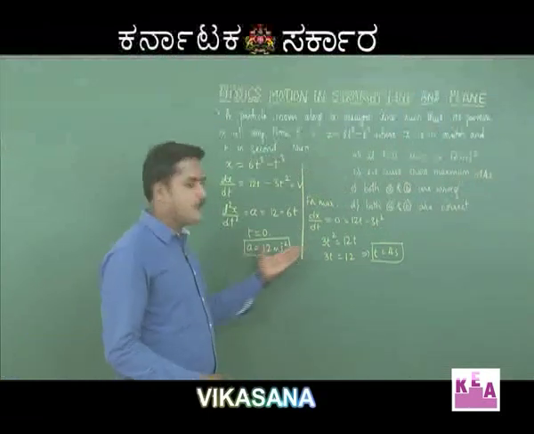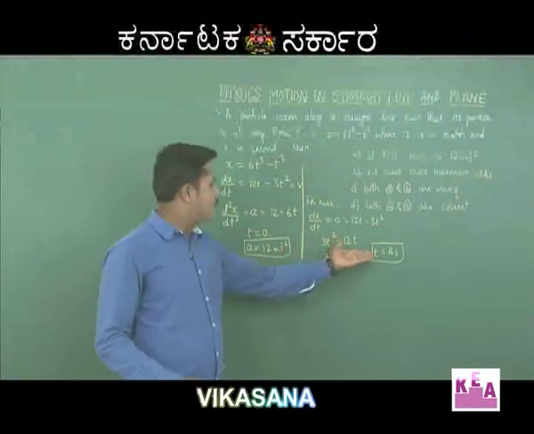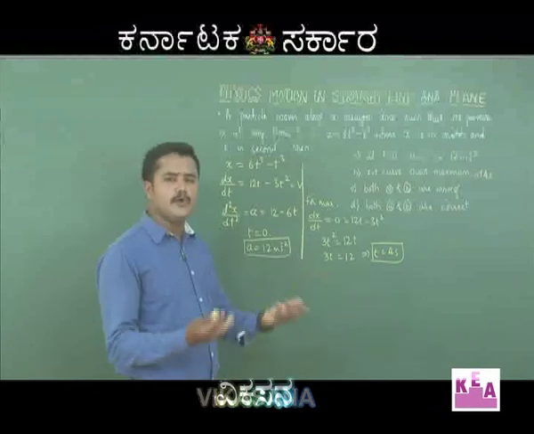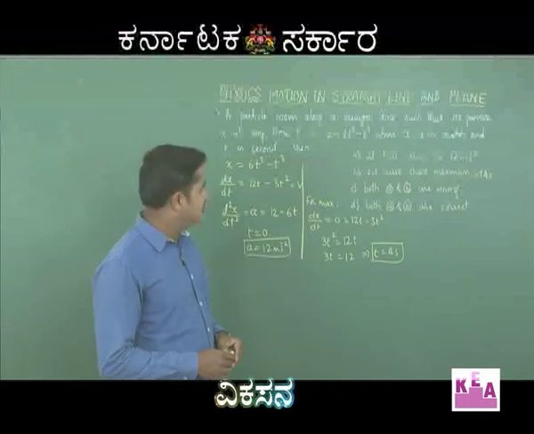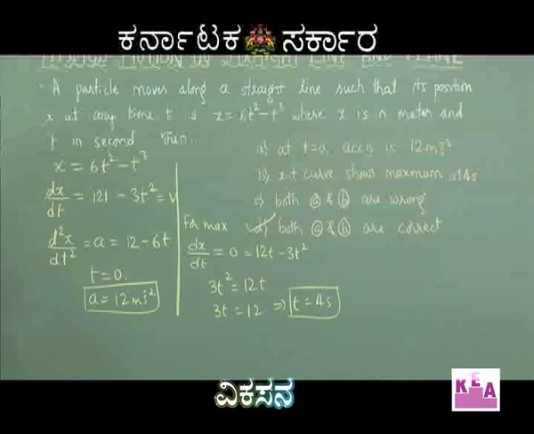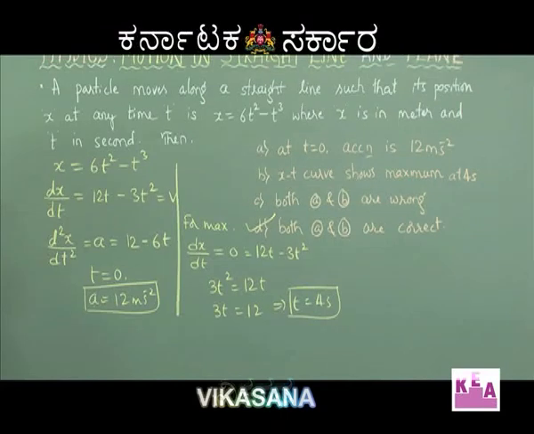So what is the conclusion? A is 12 meter per second square and maximum at 4 seconds. Both options A and B are correct, and that is clearly depicted in option D. Option D is the right answer.